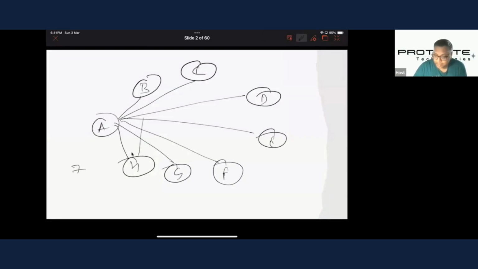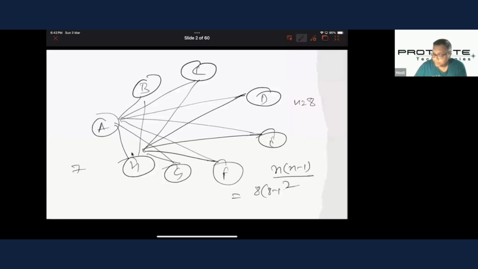Similarly, each user will require keys. So if you look at this, it comes to n into n minus 1 by 2. So if n is equal to 8, the total number of keys required is 8 into 7 by 2, that is 56 by 2, which is equal to 28 keys. For 8 people, you will require 28 independent keys so that they can communicate with each other using symmetric key cryptography. Am I clear? Any doubts?